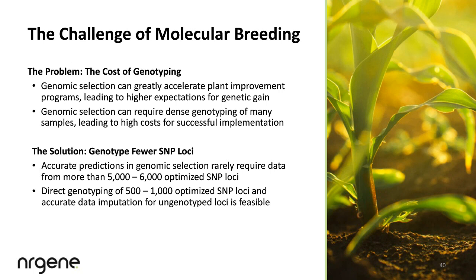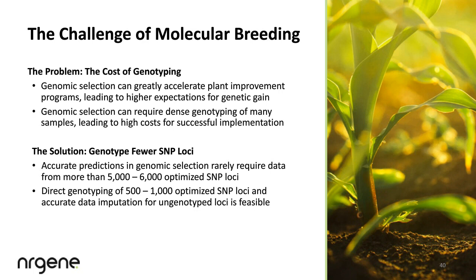And these factors are especially true for plant improvement programs and breeding programs that have highly structured populations in which a lot of linkage disequilibrium exists. So this is a case where we can really drive down the costs by reducing the numbers of loci that are genotyped and doing very accurate imputations from those loci to a larger number of SNP loci.